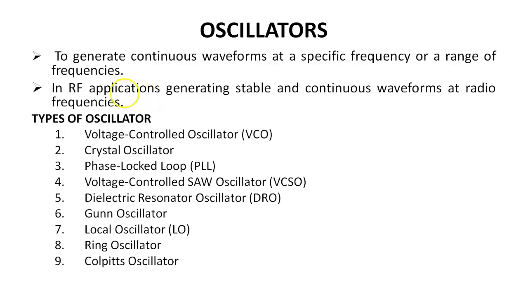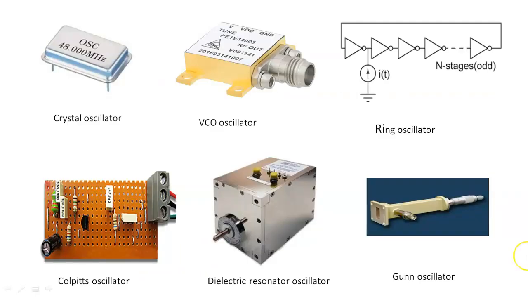Here are some common types of oscillators: voltage controlled oscillator, crystal oscillator, phase locked loop, voltage controlled SAW oscillator, dielectric resonator oscillator, Gunn oscillator, local oscillator, ring oscillator, and Colpitts oscillator. These are some examples of oscillators we have used in RF systems.